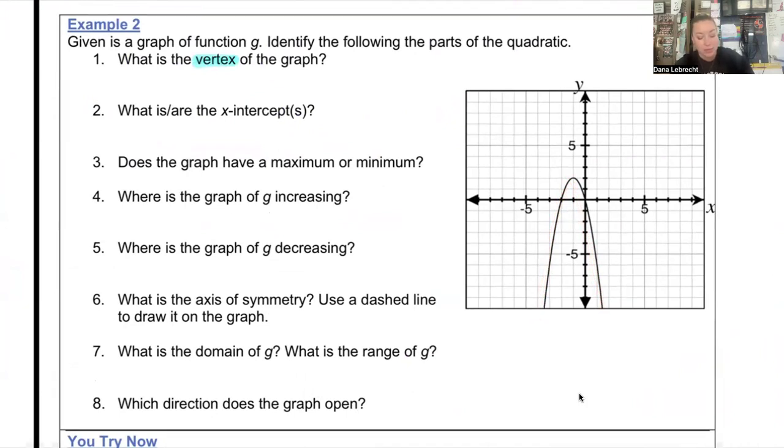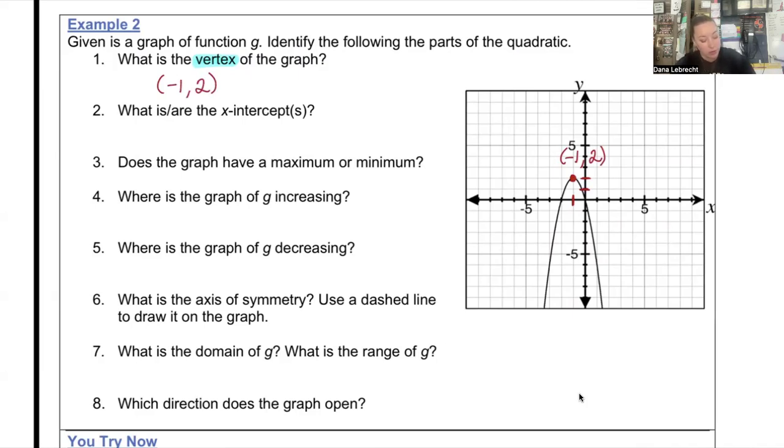Okay, remember the vertex is either the minimum or the maximum. So here, this is going to be our vertex. It's where our graph curves. So in this case, it would be the maximum. Okay, so we're looking at our x value here and the y value. So that would be negative 1, 2. That is our vertex, negative 1, 2.